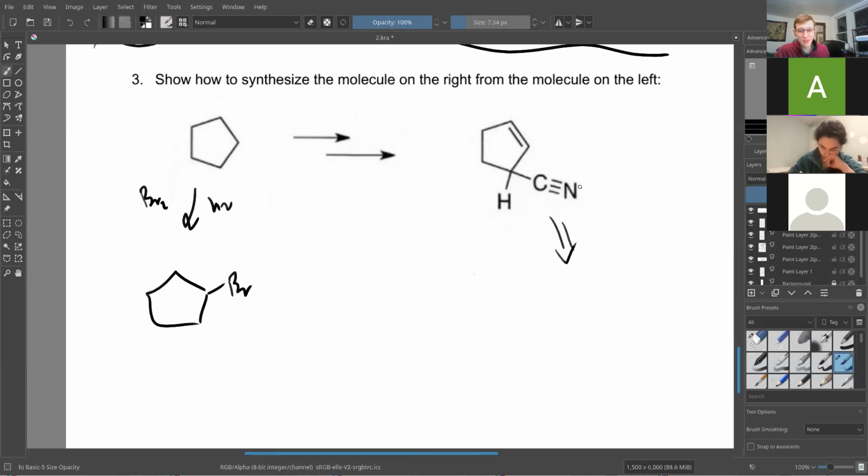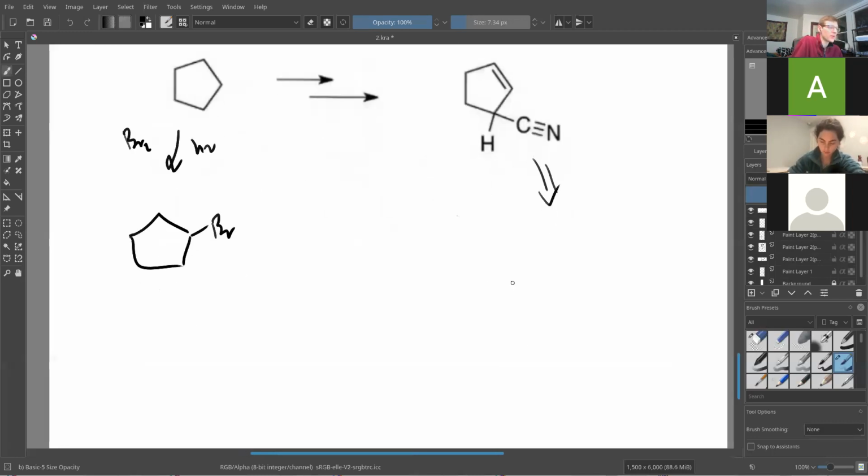There's not a lot of ways to make a nitrile. Like, there's not a lot. No, there isn't, right? So you're gonna have to get that on there somehow, right? And what is the way that you know how to get a nitrile on? SN2. Exactly, SN2.